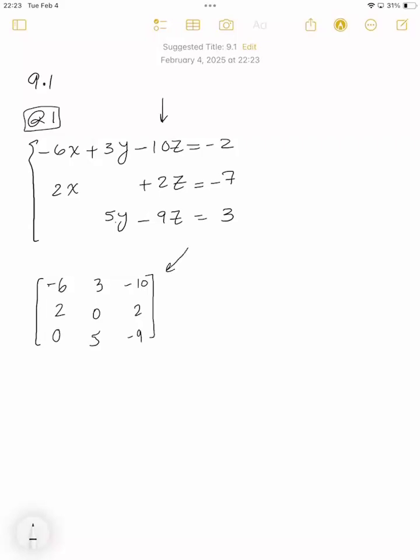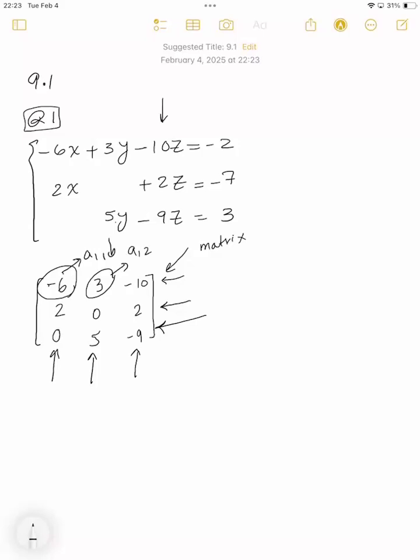So this is called a matrix. A matrix is made of rows and columns of numbers. This is your first column, second column, third column. This is your first row, second row, third row. These are called entries. So negative 6 is located at the first location. It's on the first row and first column. 3 is located on the first row, but on the second column.